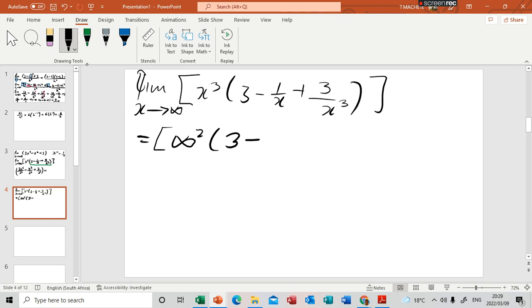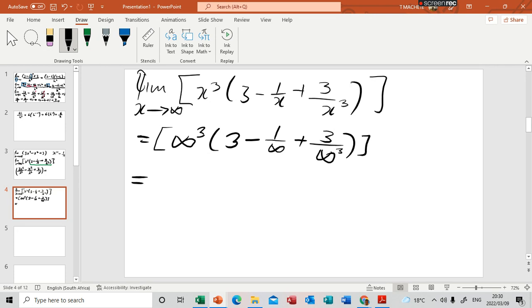Why are you saying infinity squared instead of cubed? Hey, it's cubed, sorry. I made a mistake, guys. Okay. So then you're going to say minus 1 over infinity plus 3 over infinity cubed.